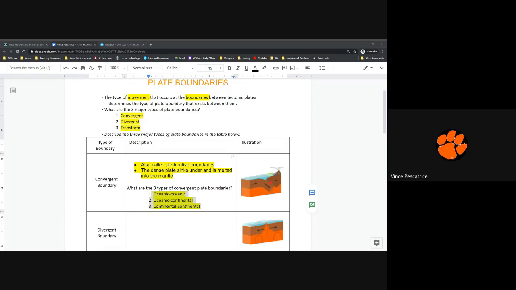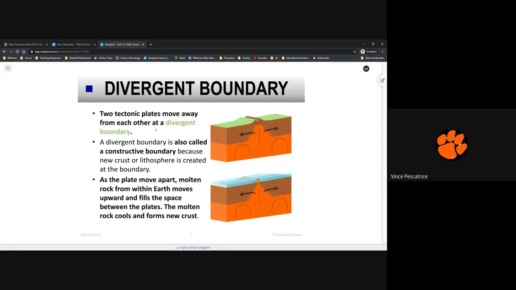The next up is a divergent boundary. On these boundaries, this is where Earth is splitting apart. So what you should be writing down is stuff that's in the bold. And again, I encourage you to summarize so you don't have to write down every little word. Okay, so two tectonic plates move away.